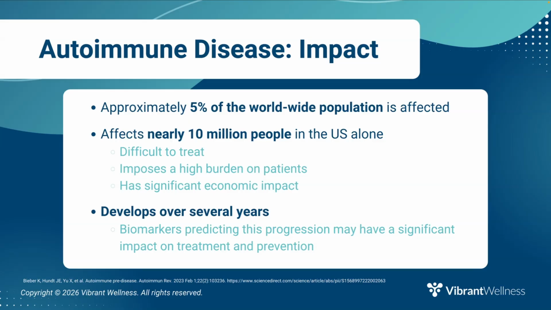Approximately 5% of the worldwide population is affected by autoimmune diseases, affecting nearly 10 million people in the US alone. Autoimmune diseases are still difficult to treat, impose a high burden on patients, and have a significant economic impact. Like other complex diseases, autoimmune diseases develop over several years. Biomarkers allowing us to predict this progression may have a significant impact on disease treatment and prevention.